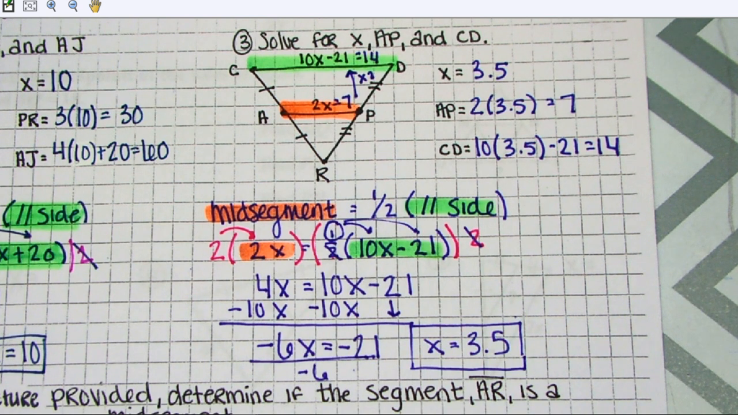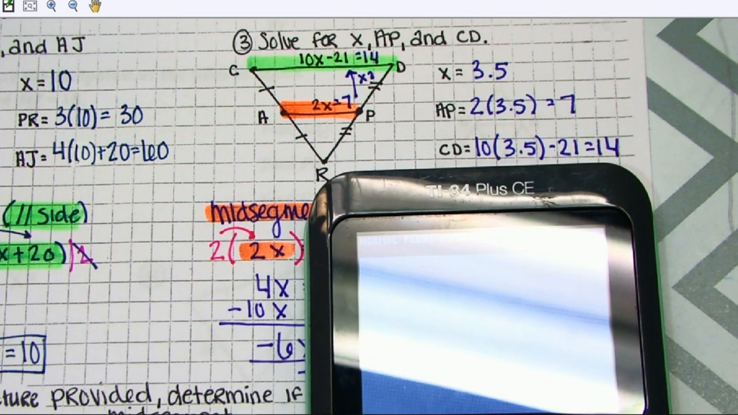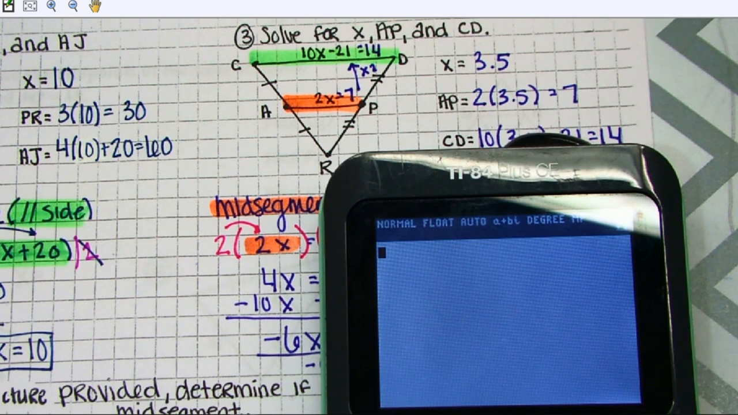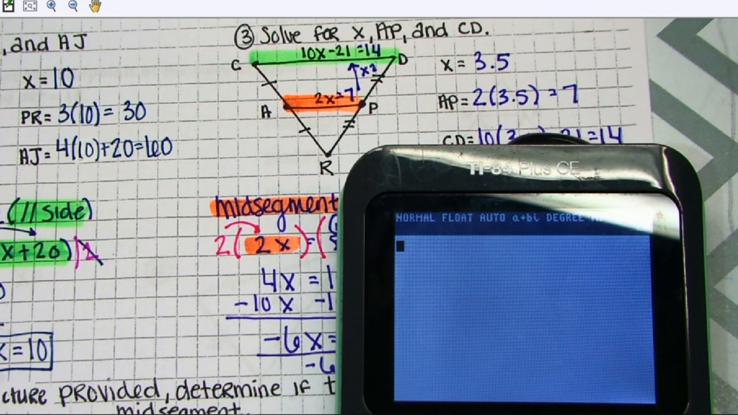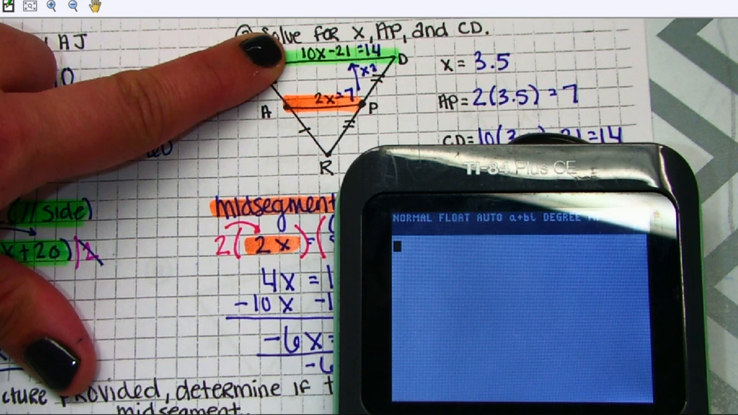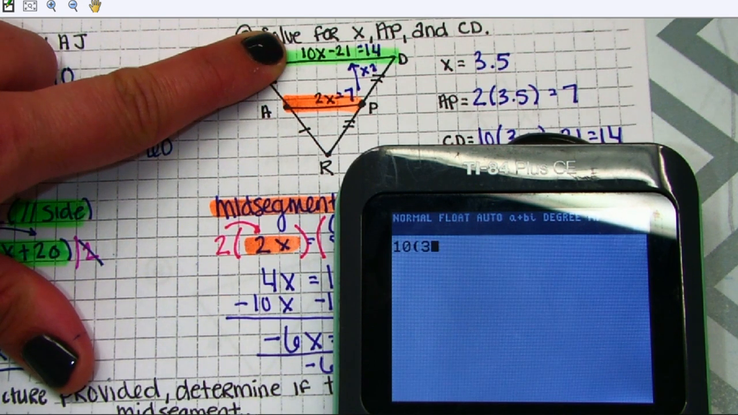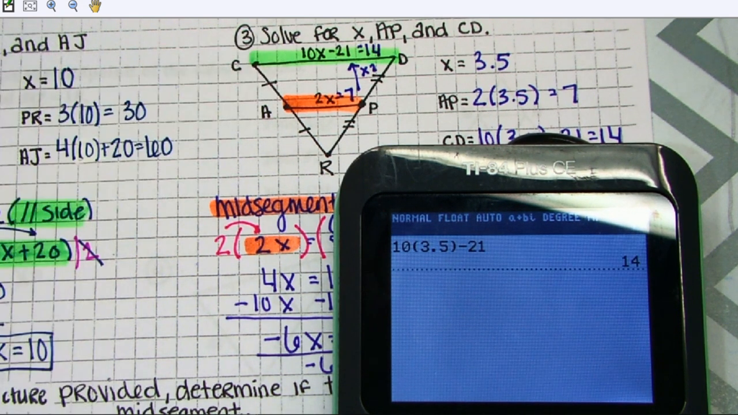Do we need to talk about any kind of substituting or anything like that? Remember, you can do it all in your calculator. So if you're not sure how I got those answers, I'm just taking x and I'm plugging it in. So for this one, I would do 10 times 3.5 minus 21. And it'll give you 14, okay? So you can do it all on your calculator, just make sure that you're typing it in with parentheses.